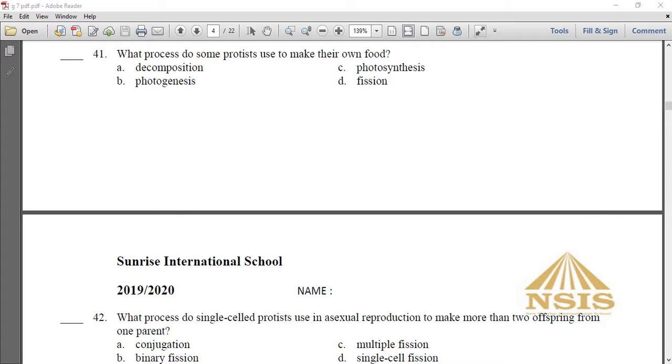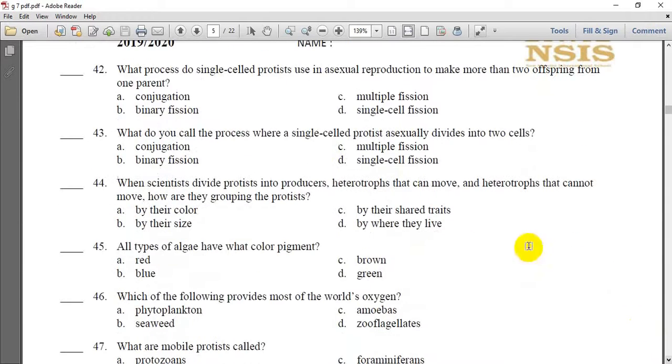Question 42. What process do single-celled protists use in asexual reproduction to make more than 2 offspring? And please take care of this phrase, more than 2. Of course, it will not be binary fission because binary fission gives only 2. So the answer for this question will be multiple fission. Multiple fission gives more than 2 offspring at one time for protists.